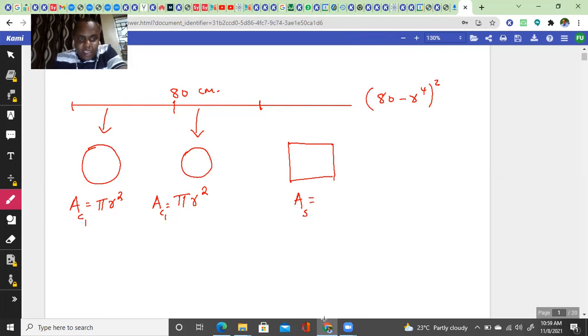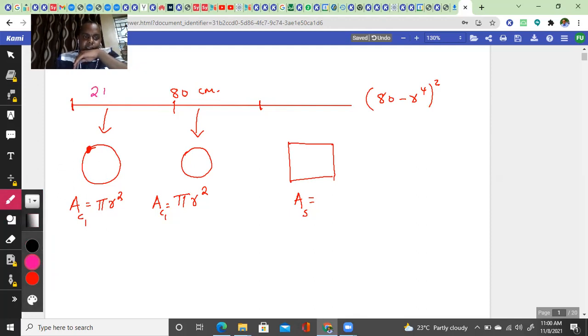Okay, come to think of it, the first piece of the wire is the circumference of this circle. It's the length all around, right? Oh, yeah. So the first piece is going to be 2 pi r, right? And the second piece is also going to be 2 pi r. It means that the last piece is going to be 80 minus 4 pi r. And that is the piece that we used to create the square.